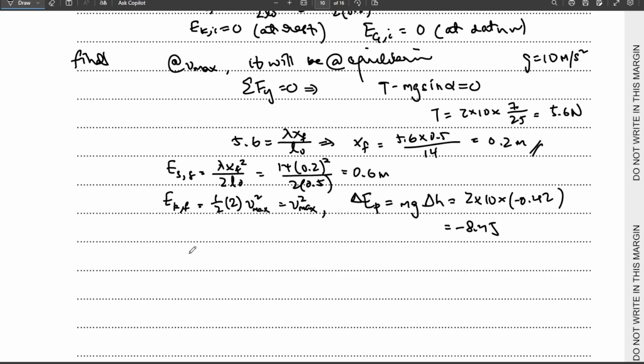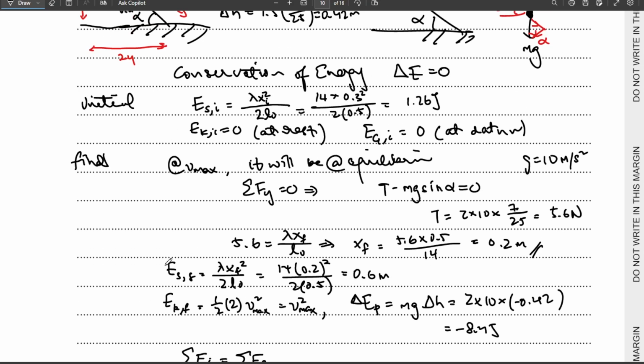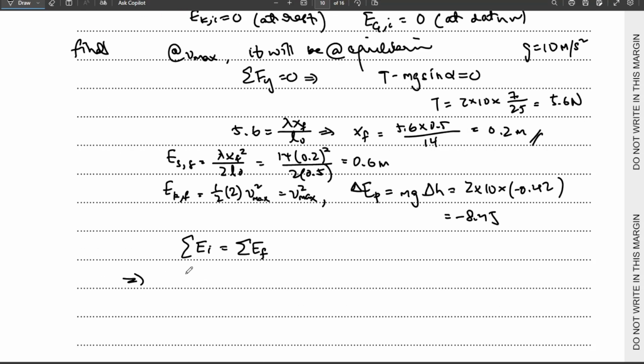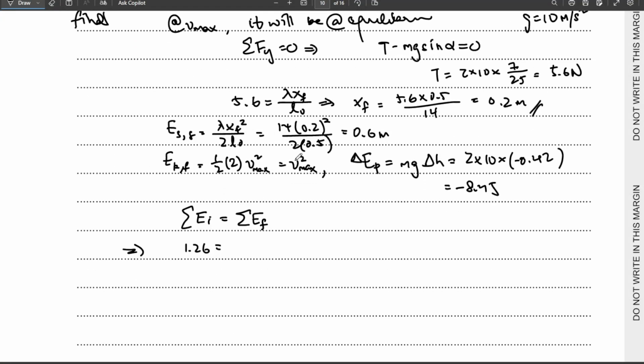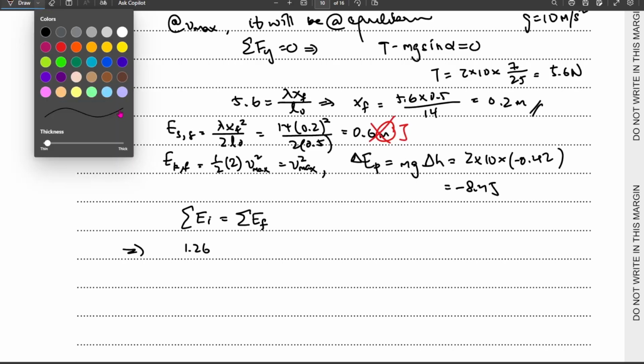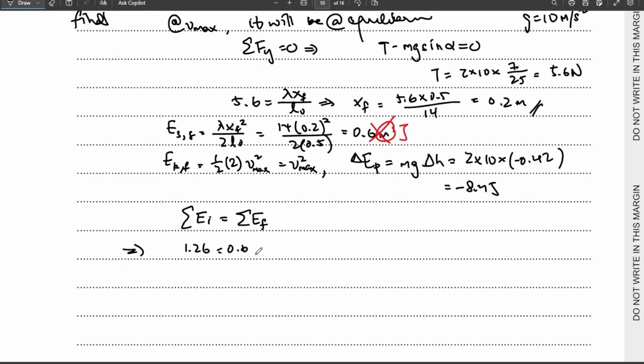So let's do the conservation of energy. The sum of initial energy will be the sum of the final energy. Initially, we only have the spring energy because it's at rest and at the datum. Finally, we will have the spring energy. This is joules, right? This unit is wrong, I labeled it wrong. This should be in joules. Then we have the kinetic energy component, which is just v squared, and we have a negative 8.4 joules here because of the change of height.